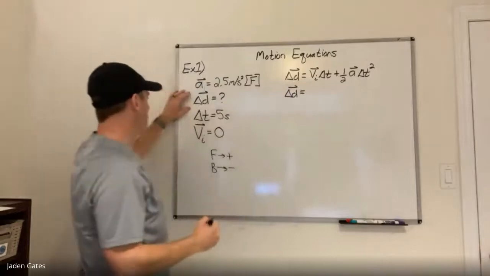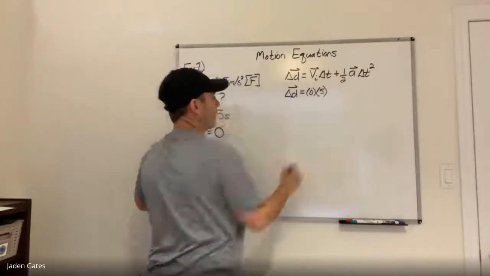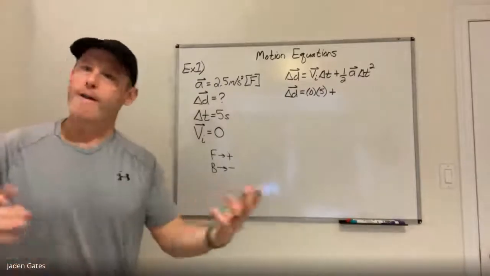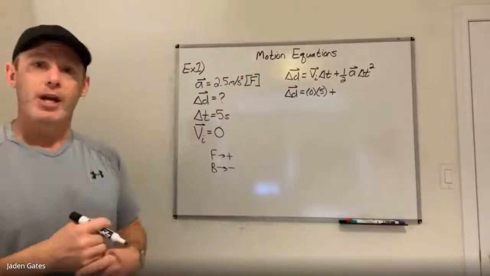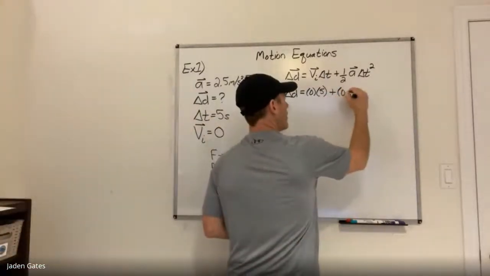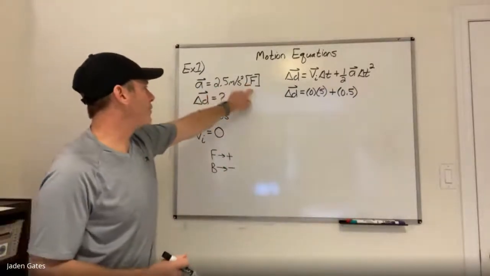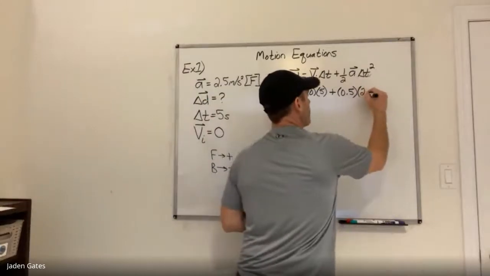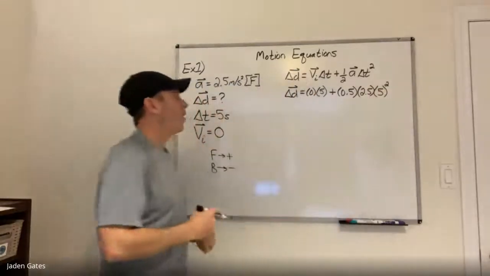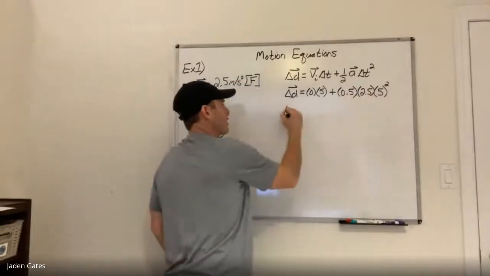All right. I got VI, which is 0, times delta T, which is 5. Then I got plus 1/2. Again, I've said this before, fractions are just divided by questions, they're not done with. They just complicate things. So I'm going to switch 1/2 to 0.5. 1 divided by 2. My acceleration is 2.5. It's forward, so I'm going to put a positive 2.5. And I've got my T squared, which is 5 squared. Well, I got delta D by itself already.